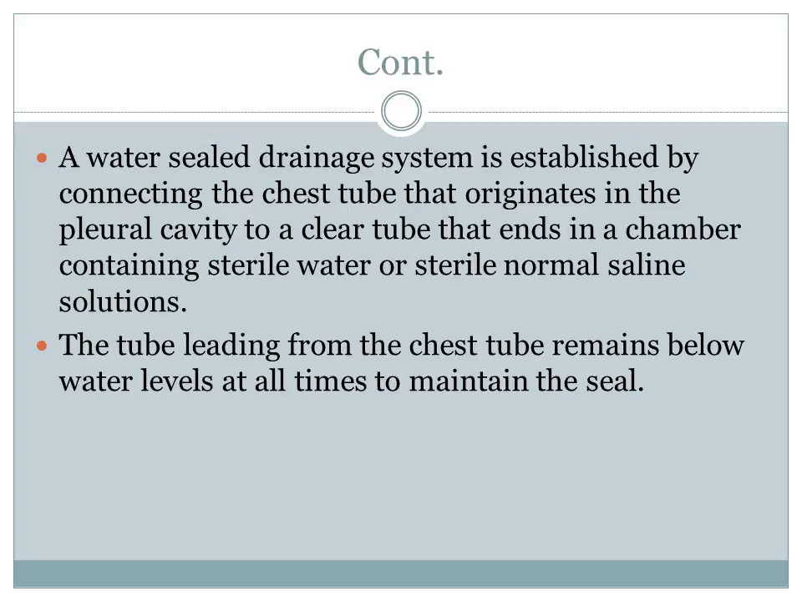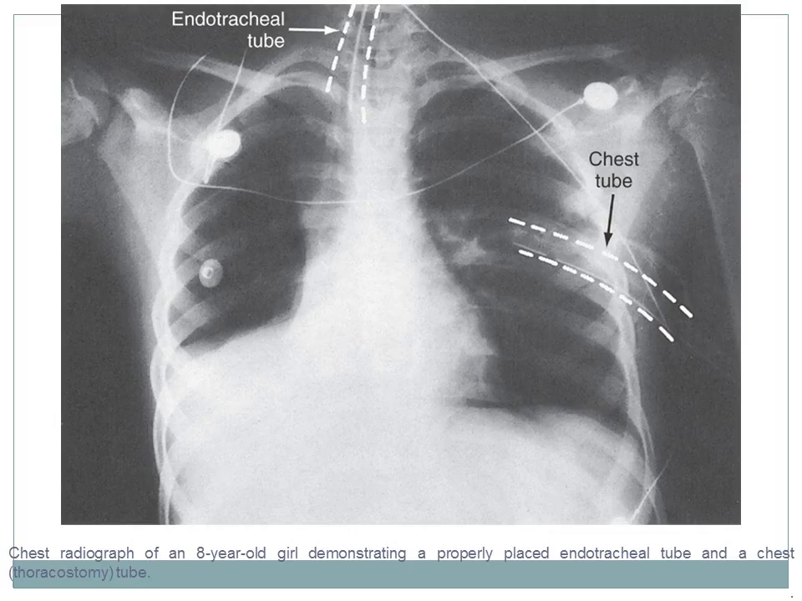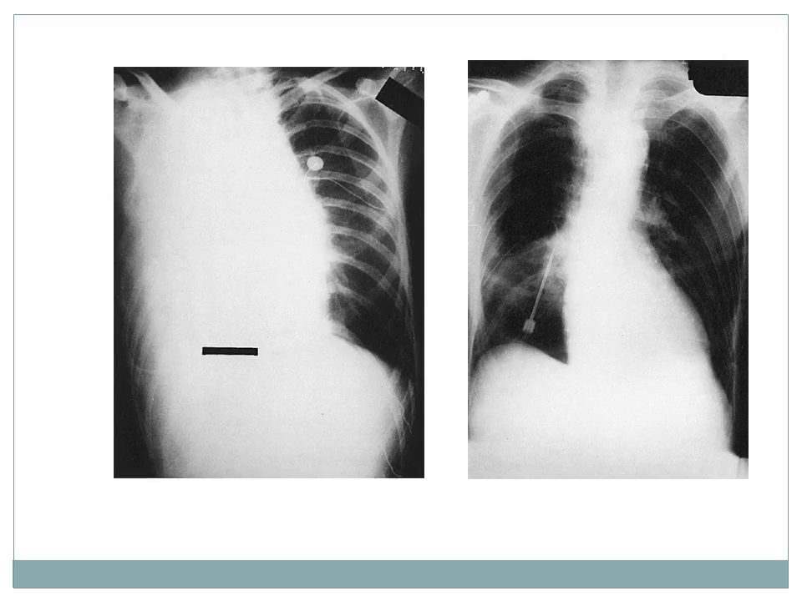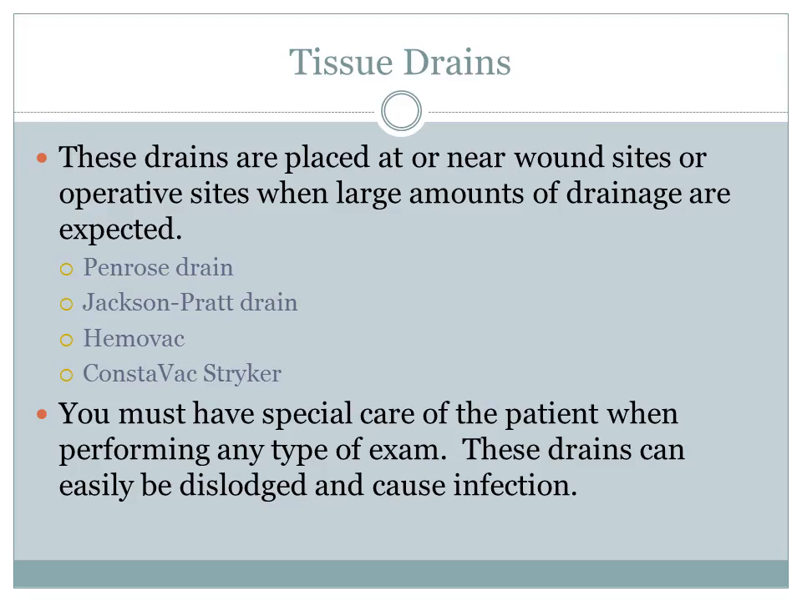A water-sealed drainage system is established by connecting the chest tube that originates in the pleural cavity to a clear tube that ends in a chamber containing sterile water or sterile normal saline solution. The tube leading from the chest tube remains below water level at all times to maintain the seal. This is an example of both the endotracheal and the chest tube. These are examples of the pathologies.